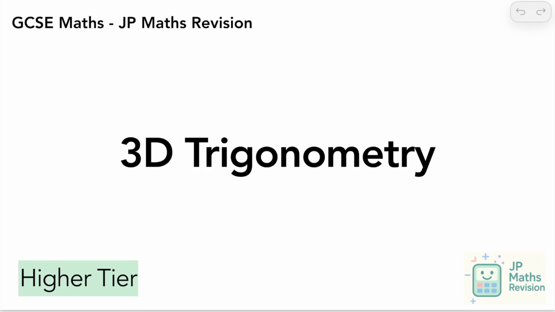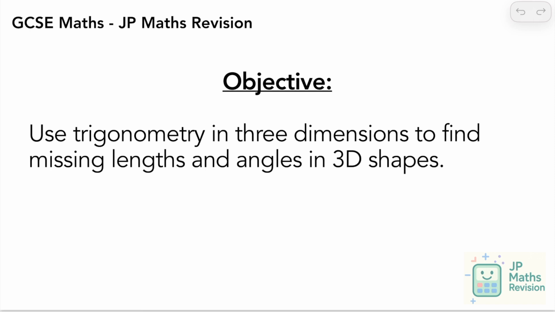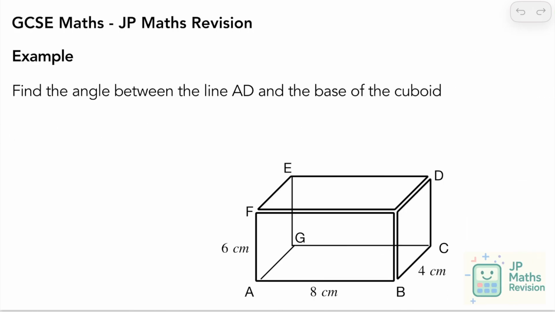Hello, in this video we're going to be looking at 3D trigonometry. So the objective here is to use trigonometry in 3 dimensions to find missing lengths and angles in 3D shapes. So here's an example. We need to find the angle between the line AD and the base of the cuboid.